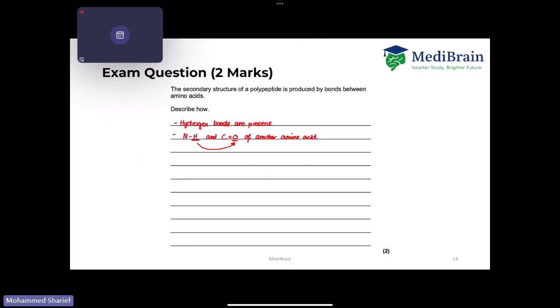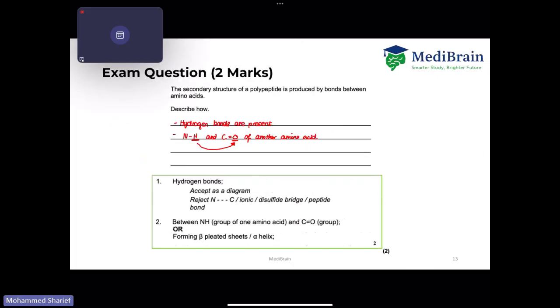Looking at the mark scheme, hydrogen bonds are present, as we know, between the NH group of one amino acid and the C double bond O group of another. You could have also said forming a beta pleated sheet or alpha helix. Reason why is because this is the secondary structure, and it says describe how the secondary structure is formed. And the secondary structure is basically the alpha helix or beta pleated sheet.